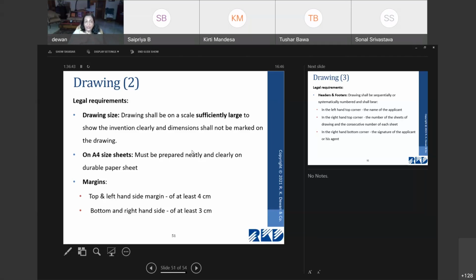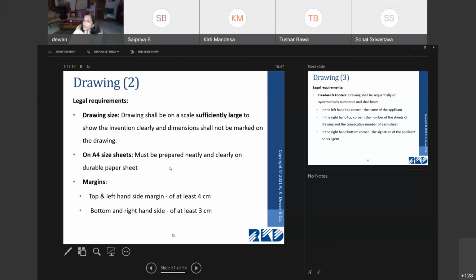Another thing about the drawings is, you have to leave these margins, because for whatever purposes in the patent office. So top and left hand margin is 4 centimeter, bottom and right hand margin is 3 centimeter. Normally you prepare it on A4 size sheets. So sometimes, to reduce the number of pages, a lot of figures, 4 or 5 figures are crammed into one sheet of drawing. But if it fits, fine.